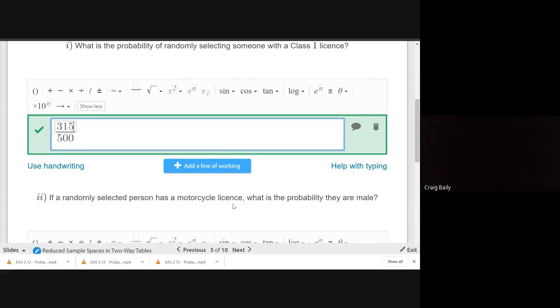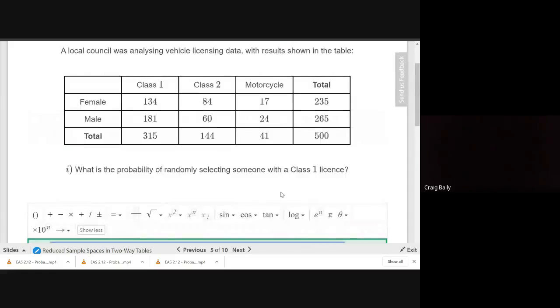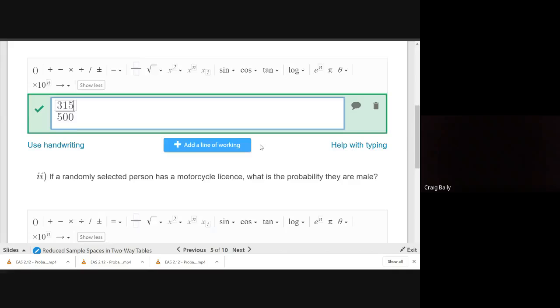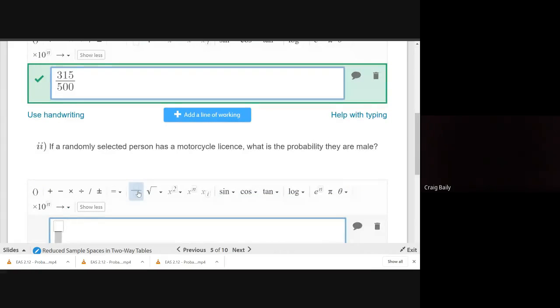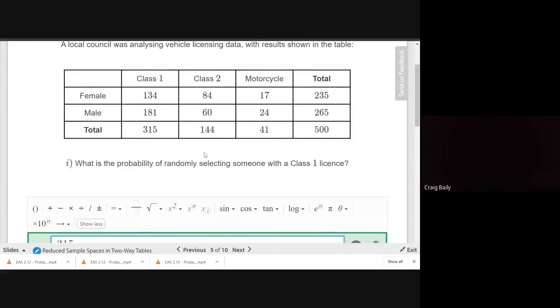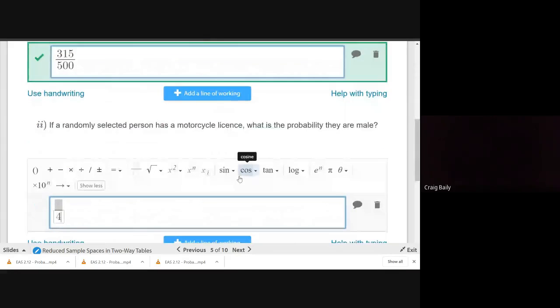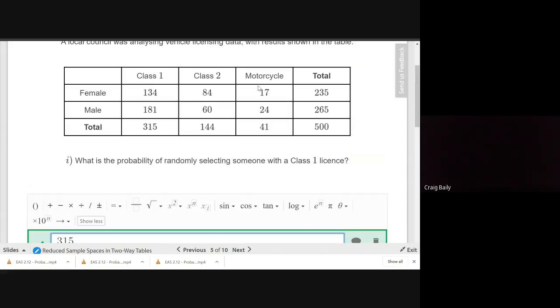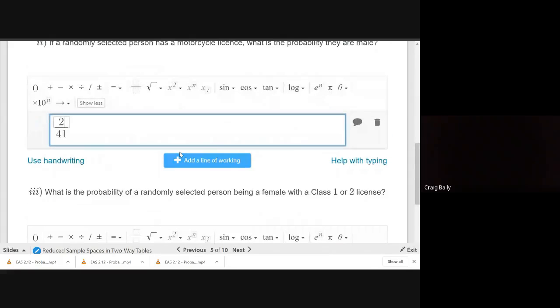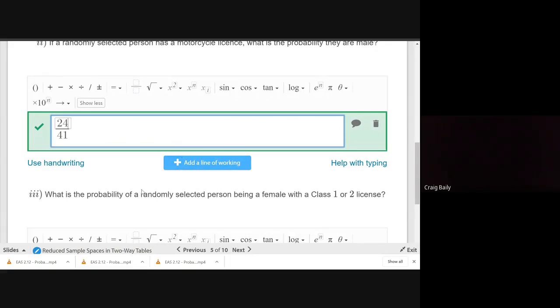Okay, so since we're talking about a randomly selected person having a motorcycle license, that's this column here. And there are 41 people have a motorcycle license. So that means the denominator of that fraction has to be 41, because that's how many people have the motorcycle license. So if a randomly selected person has a motorcycle license, what's the probability they are male? Out of the motorcycle license people, there are 24 that are male. There's 24 out of 41.